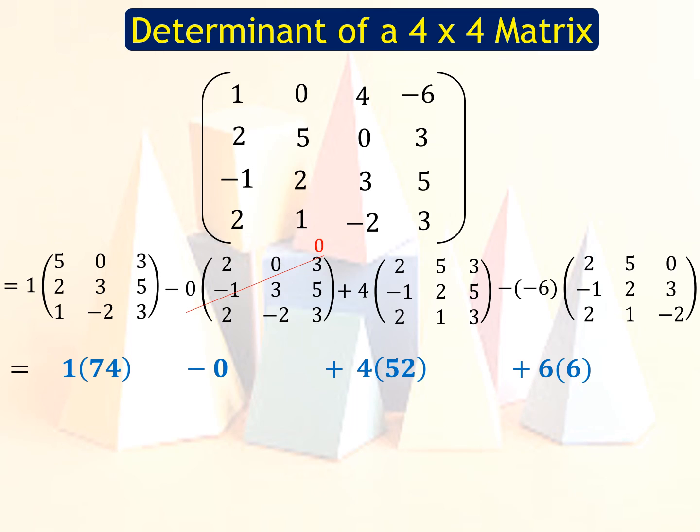Now we are going to add everything. So 1 times 74 minus 0 plus 4 times 52 plus 6 times 6. This is 74, 4 times 52 is 208, and 6 times 6 is 36. So 74 plus 208 plus 36 is equal to 318.